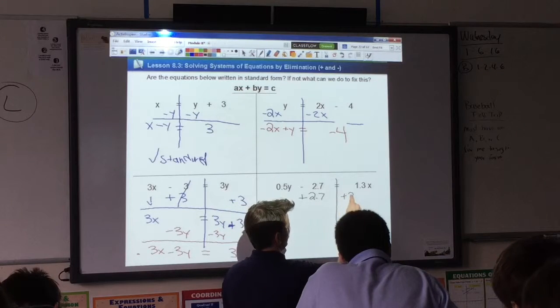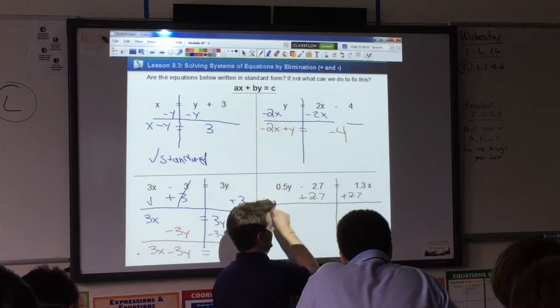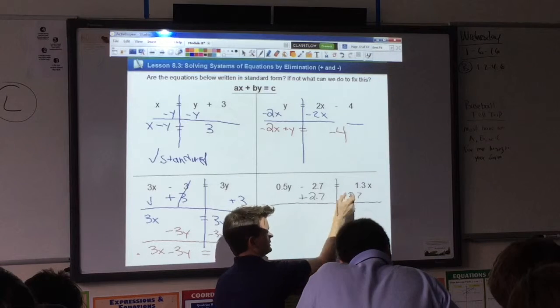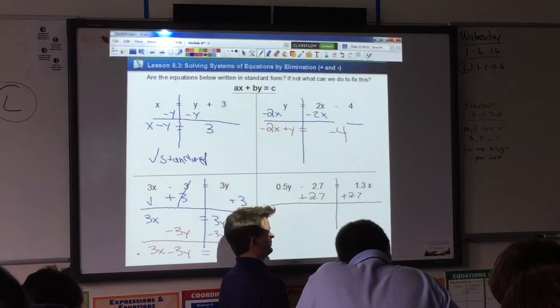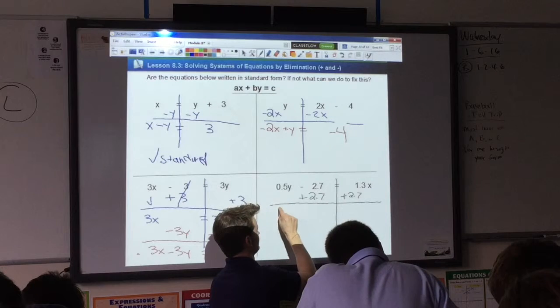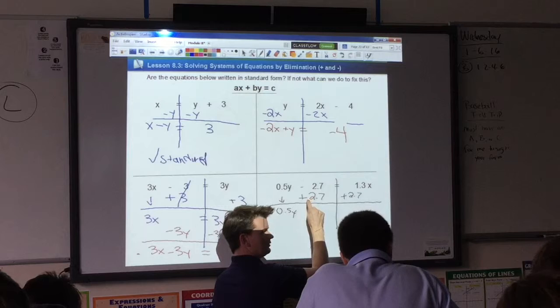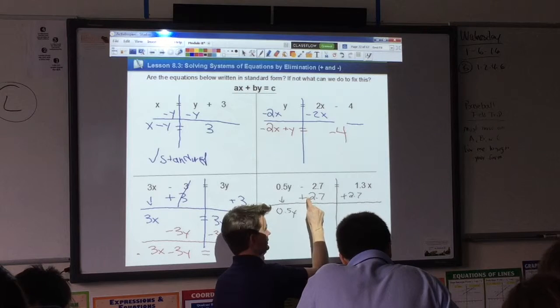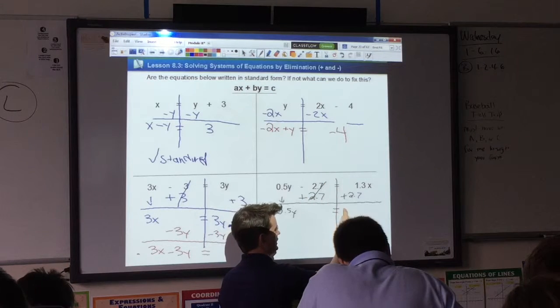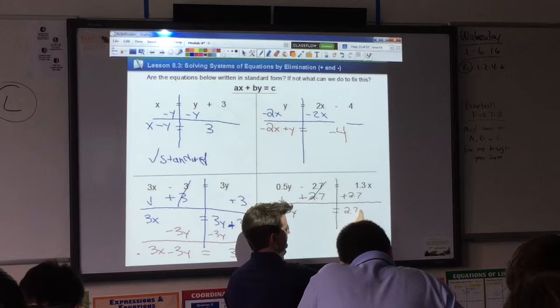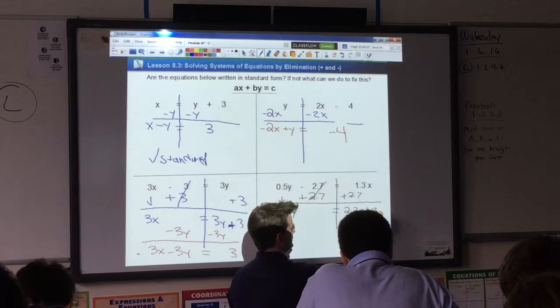Plus 2.7. Notice that I'm not adding it to the x. I cannot combine them. That's a constant. That's an x variable term. I'm just going to slide it over. I bring down the 0.5y. These will what? Cancel. I bring down the equal sign, and then I have 2.7 plus 1.3x.